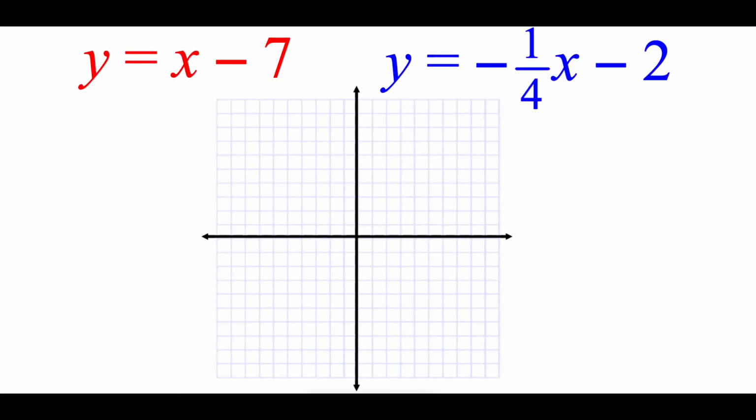So as we're looking at this first example, we're given the equations y equals x minus 7 and y equals negative 1/4 x minus 2. And we're going to solve this system by graphing out each equation and finding the intersection point.